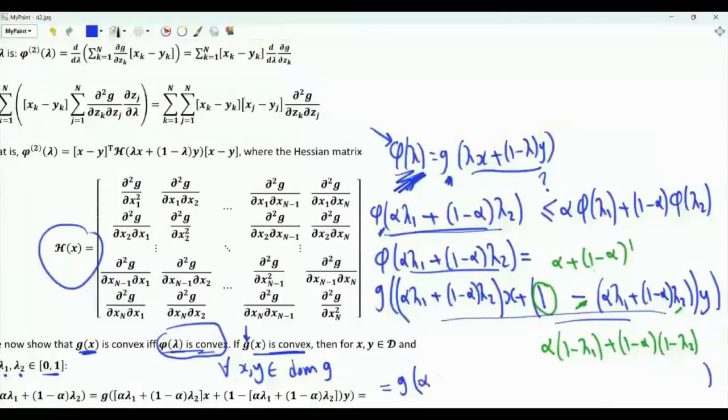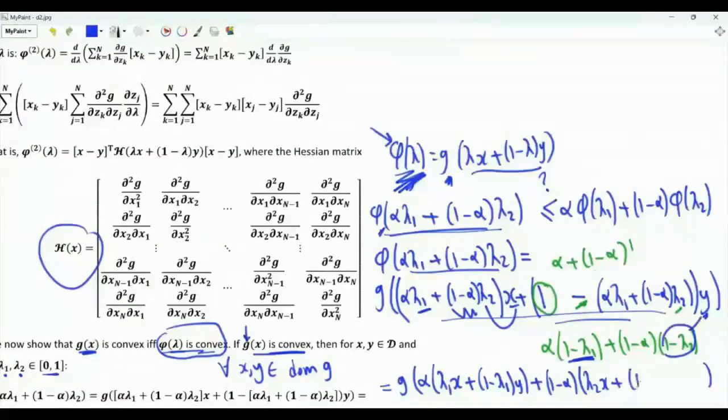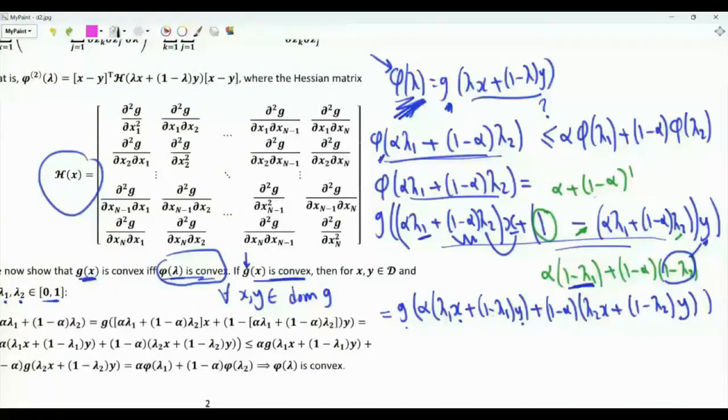We have function g. The n-dimensional vector here can be written as alpha, we have lambda 1 x. We also have 1 minus lambda 1 times y, plus 1 minus alpha multiplied by lambda 2 x plus 1 minus lambda 2 times y. Recall that x and y are from the domain of function g. This is a convex combination of x and y because lambda 1 is between 0 and 1. Function g is convex. Its domain is a convex set. If we choose any 2 points, x and y, any convex combination of them will also be in the domain of function g.